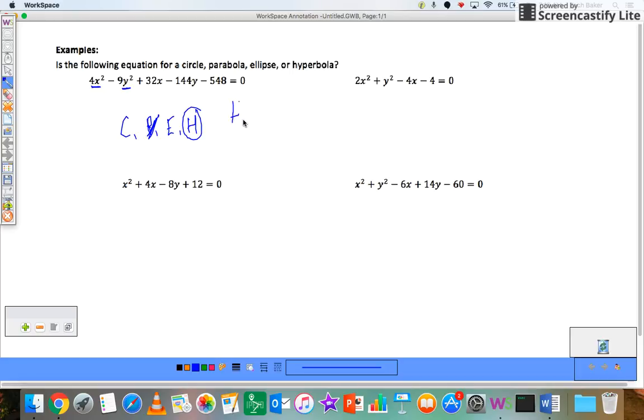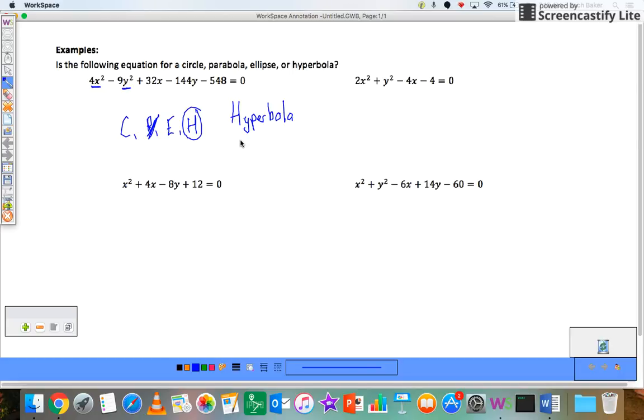Here's a big point of emphasis for me. I want you to write the answer out. I don't want you to write just H or E or whatever. I want you to actually tell me what the conic is. So write hyperbola, and that's it. And again, that's the kind of process that we're going to work through the entire way.